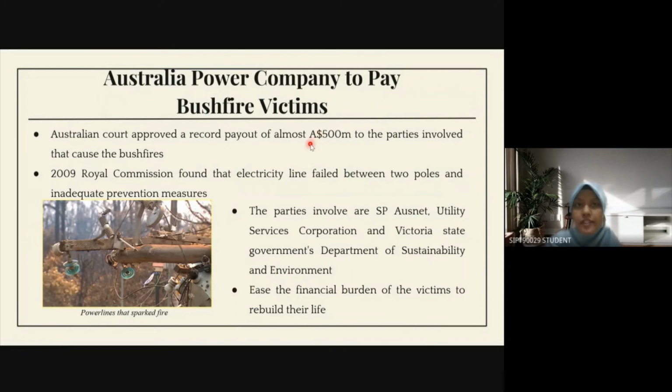Secondly, Australia called a company to pay bushfire victims. A few years after the incident, the Australian court approved a record payout of almost 500 million Australian dollars to the parties involved that caused the bushfire. It has been reported by the 2009 Victorian Bushfires Royal Commission that the fire began to ignite due to the electricity line falling between two poles and the lack of prevention measures by the parties involved. The parties involved are SP AusNet, which is the Australian power transmission company, Utility Service Corporation, and Victoria State Government's Department of Sustainability and Environment. Even though this payout could not bring back victims' lives, it could ease the financial burden of the victims to rebuild their life.